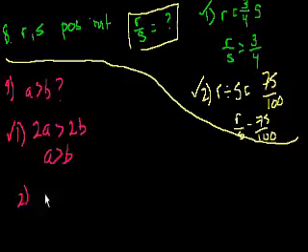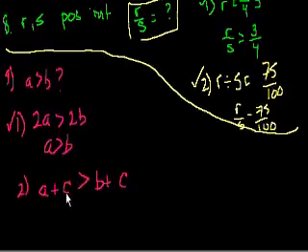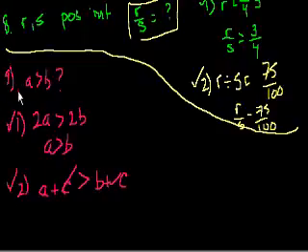Statement 2 tells us that A plus C is greater than B plus C. Well, once again, we can subtract C from both sides of this inequality without changing the inequality sign, right? So you subtract C from both sides, and once again, you get A is greater than B. So each of these statements independently are enough for us to figure out that it is true that A is greater than B.